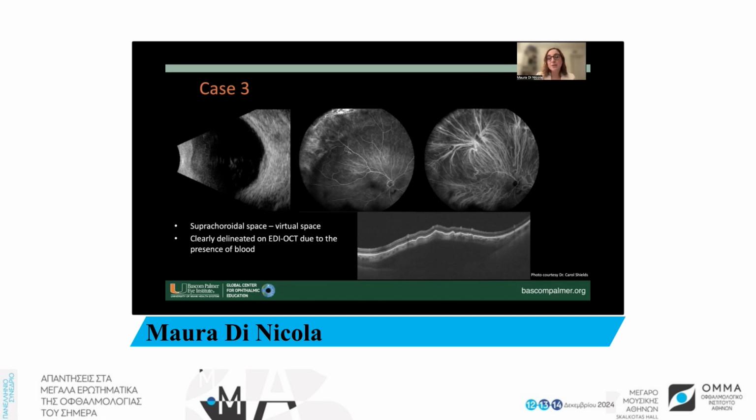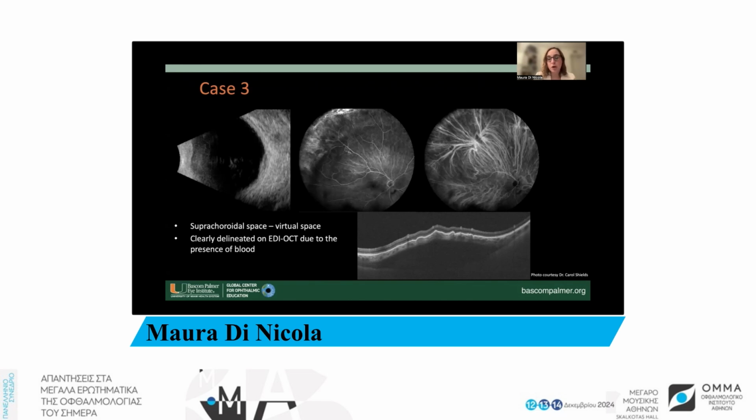But because of the presence of blood here, it becomes a space that we can actually see on OCT. So it's clearly delineated on EDI OCT due to the presence of blood. So this patient had a suprachoroidal hemorrhage, likely related to the low IOP post-trabeculectomy and the use of blood thinners. It is important to use enhanced depth imaging or EDI technology when looking at the choroid.